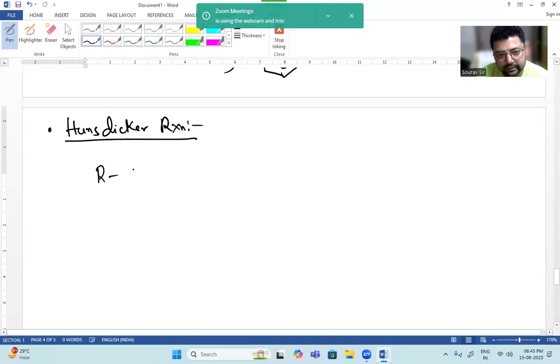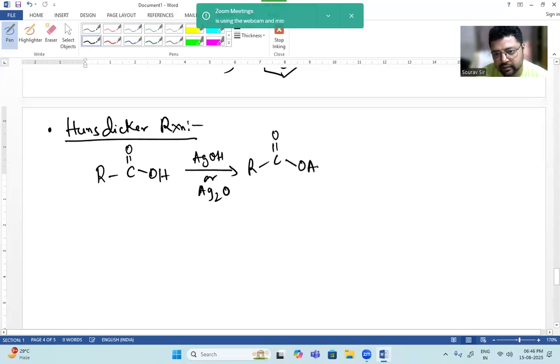The carboxylic acid RCOOH, when treated with AgOH or Ag2O, will give you a silver salt of this fatty acid.